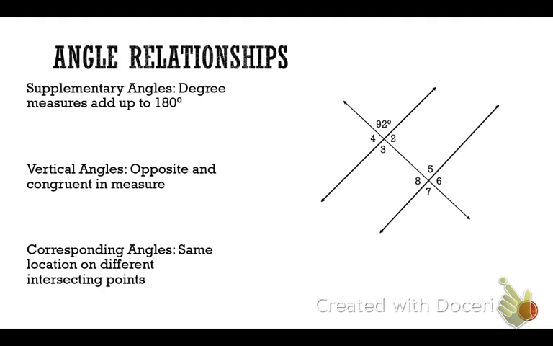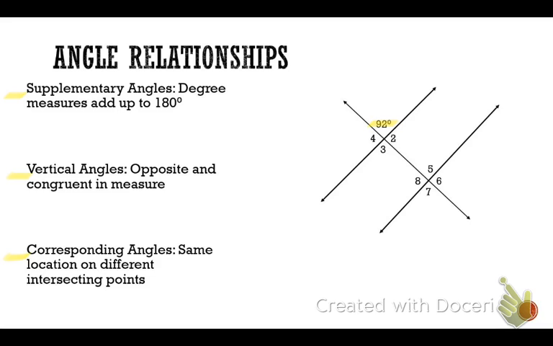So we've already talked about each of the 3 types of angle relationships, right? Supplementary angles: same side, share a point, add up to 180. Vertical angles: opposite, same degree measure. Corresponding: same location on each intersecting point. So here we go. You start at 92 degrees. Okay? And now, because you know one angle measure, you can find all the other ones. So let's take it a step at a time.